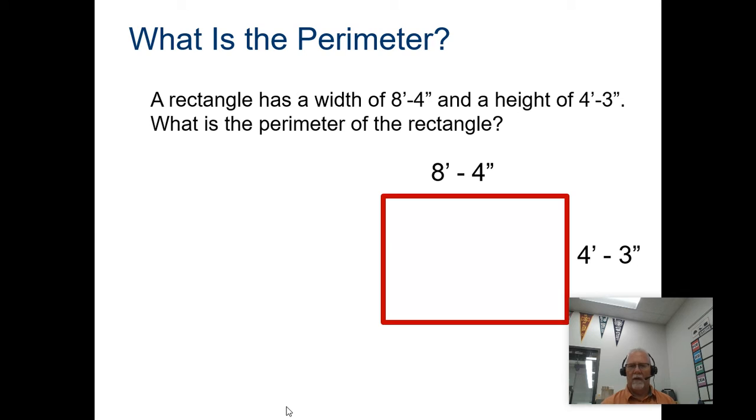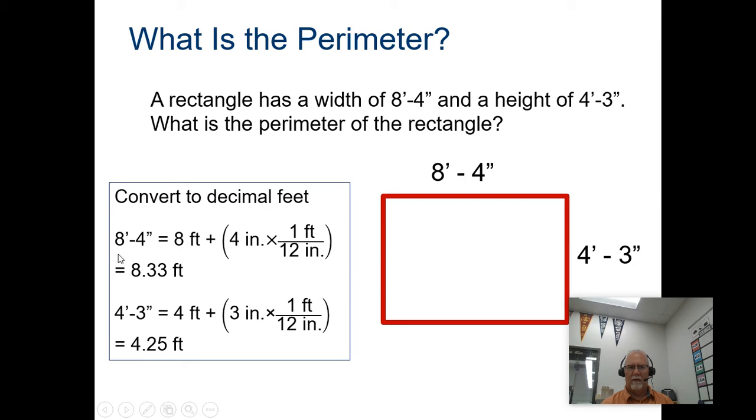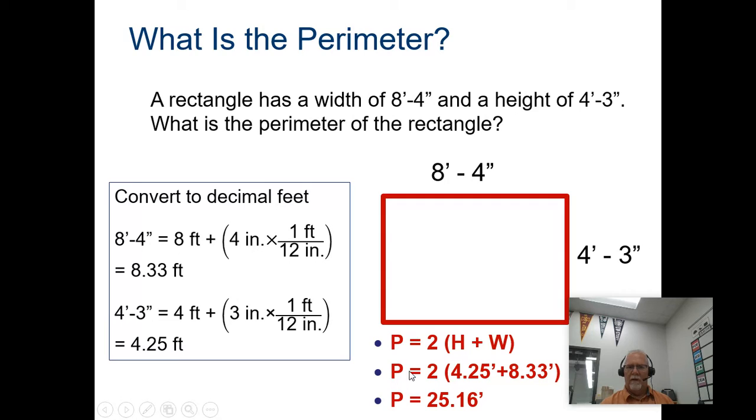How about another one? 8 foot 4 inch by 4 foot 3 inch. The simple way to do it: leave the feet alone, divide the inches by 12. So it's 8 plus 4 divided by 12 gives us 8.33. We have 4 plus 3 divided by 12 gives us 4.25. Now we can just simply plug those into our formula. Perimeter is 2 times 4.25 plus 8.33 gives us 25.16.